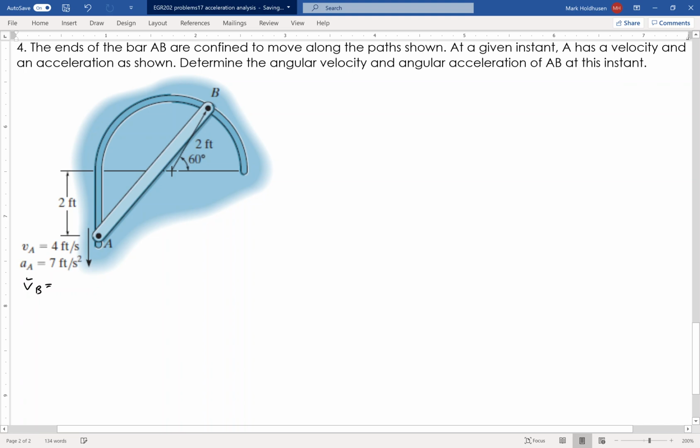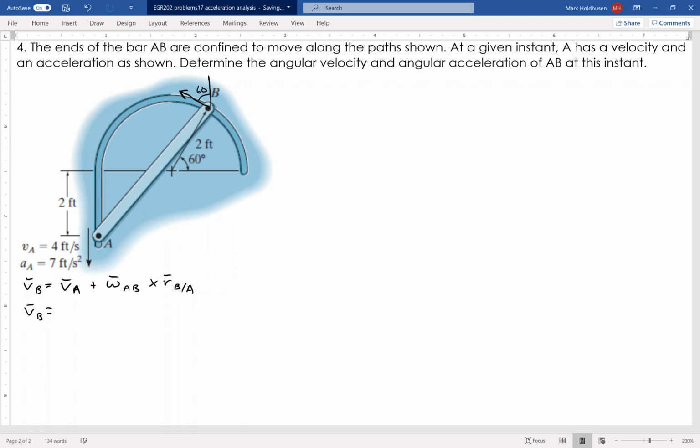The velocity of B equals the velocity of A plus omega AB crossed with r of B with respect to A. So let's start with what I know about the velocity of B. So the velocity of B is going to be tangent to this path, right? Meaning this is going to be a 60-degree angle right there, okay? Now, I don't know what its magnitude is, but it's definitely going to be going in that direction as A moves down. So it'll be following that path.